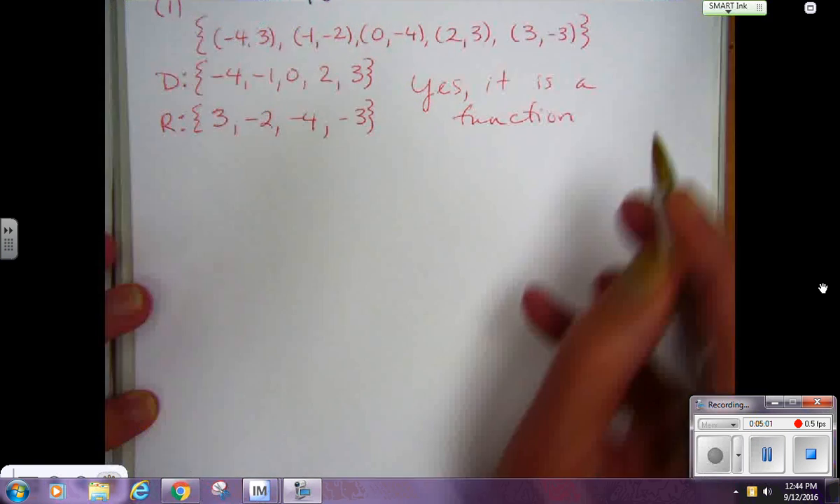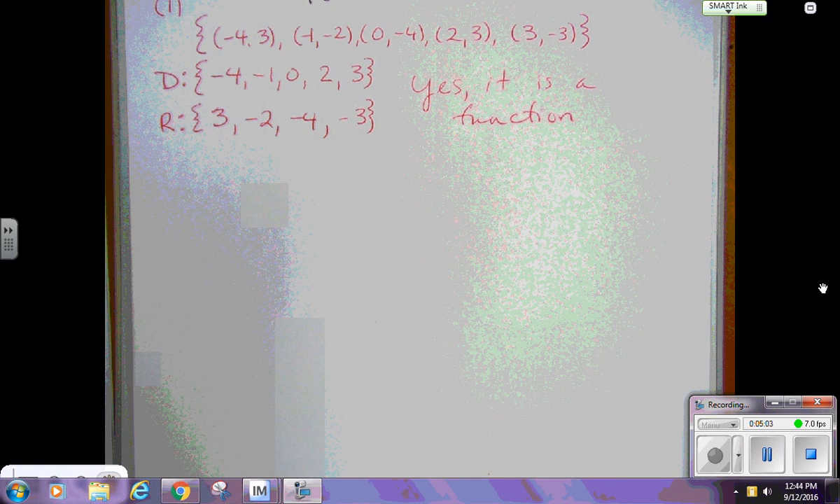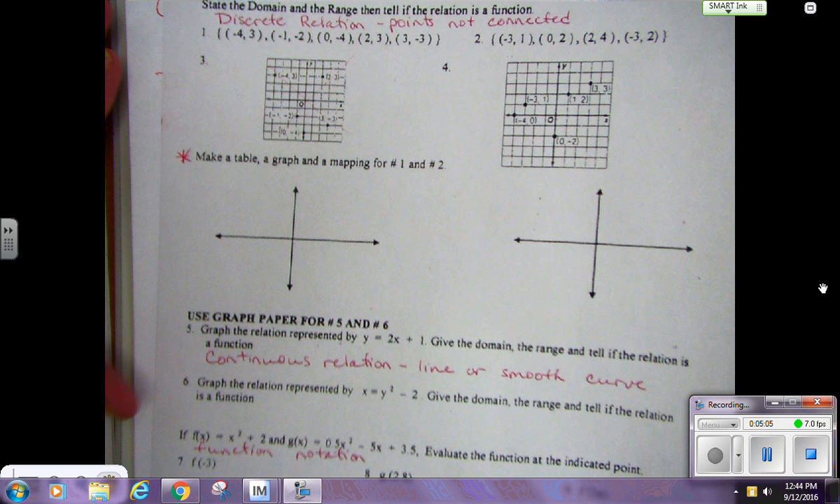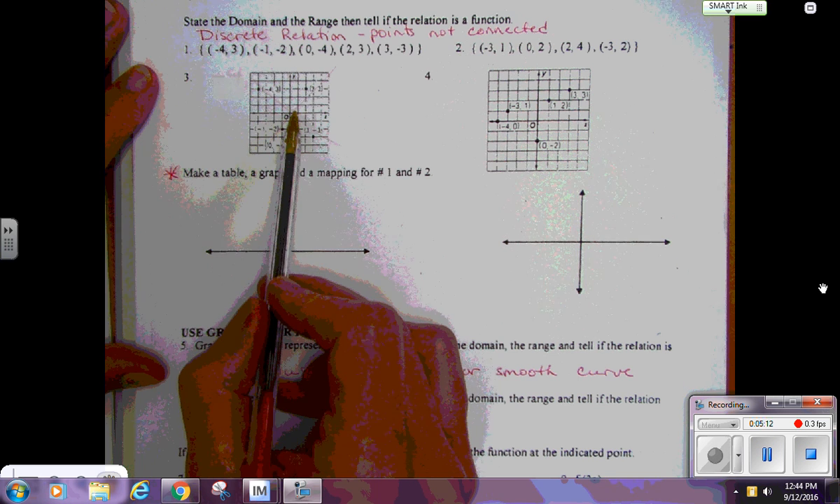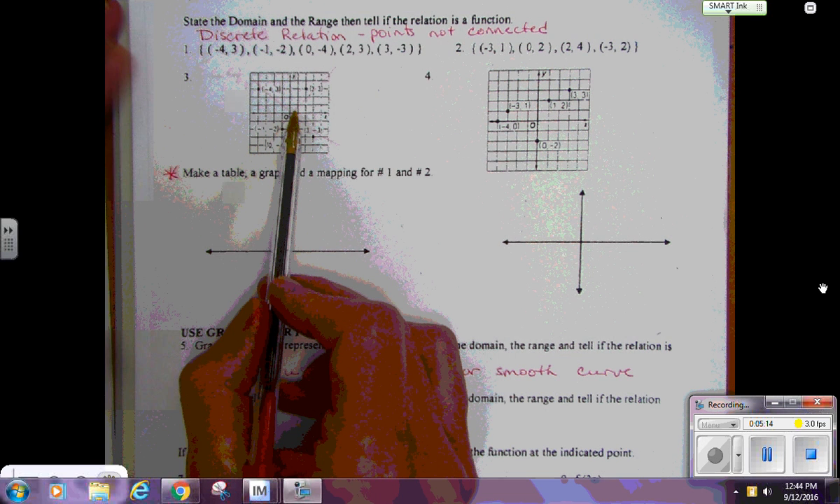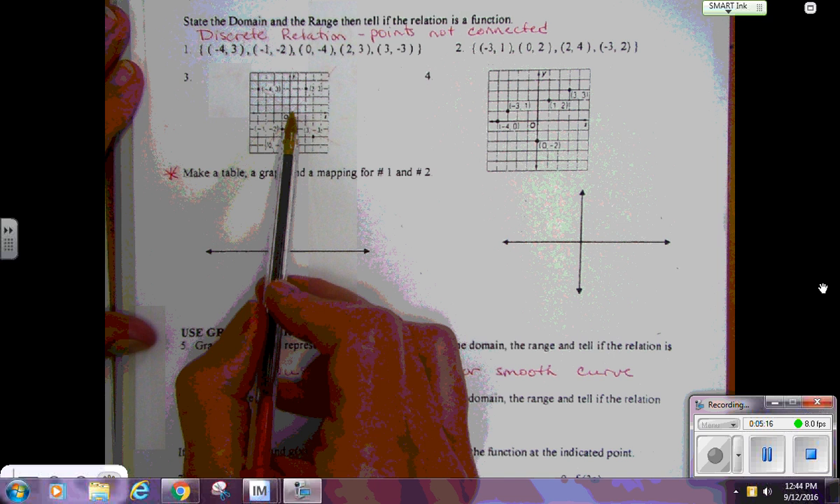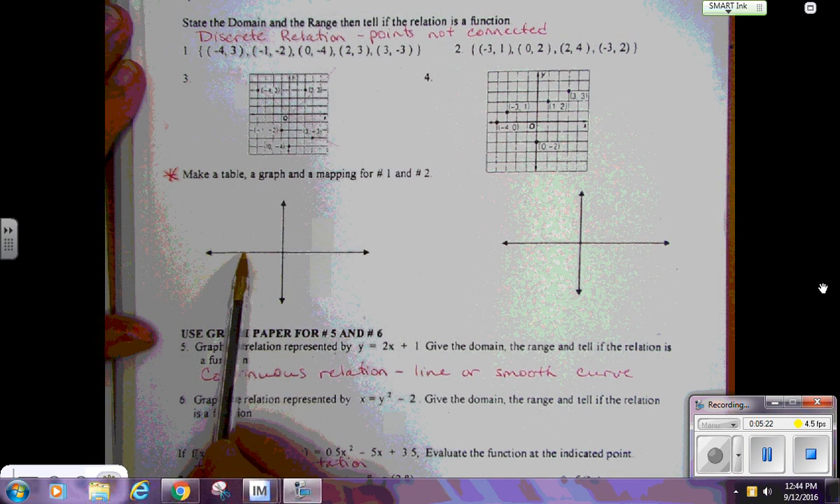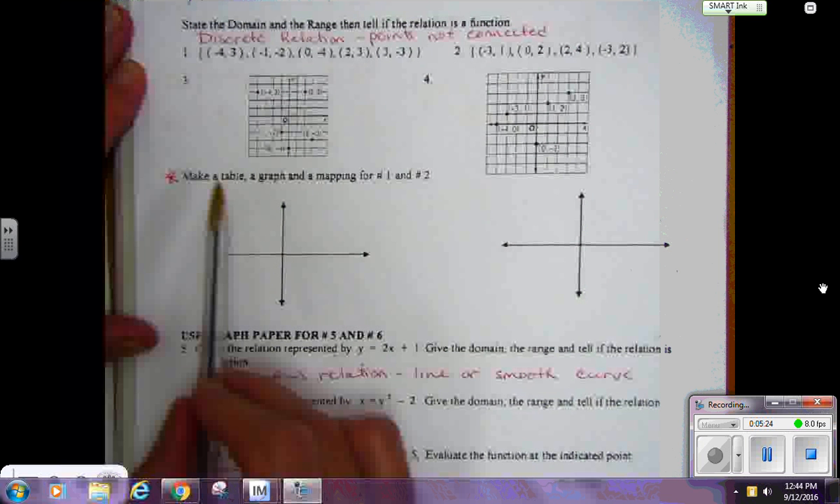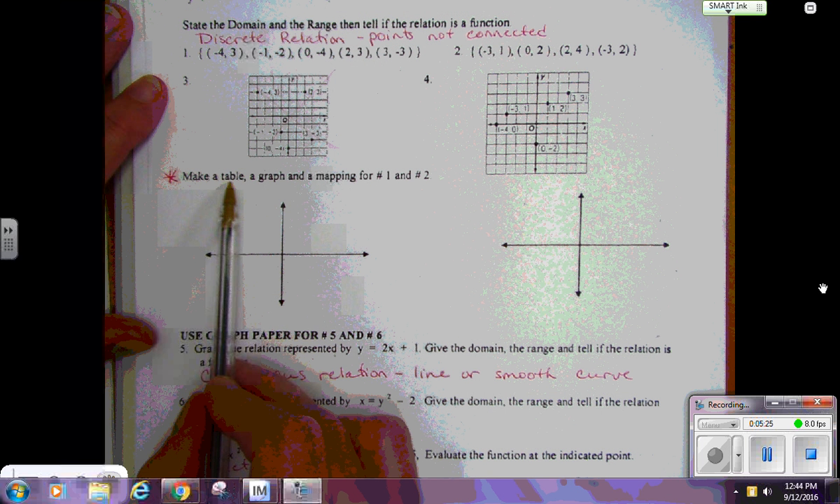Okay, so if we look on your notes, here's number 1, and then this is number 3. They're just presenting points in a different way. They're graphing it instead of listing it out for you. So we're going to skip number 3, but we're going to go down to this graph, and we're going to make a table, graph the points, and draw a mapping for number 1. We're going to do number 1 here.